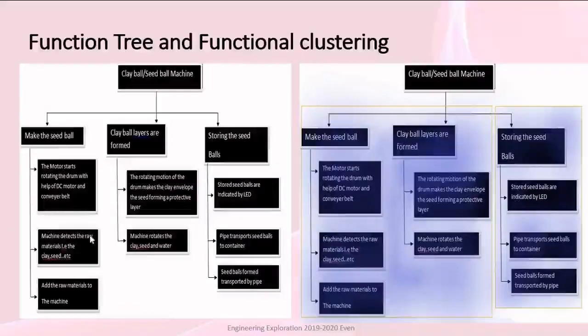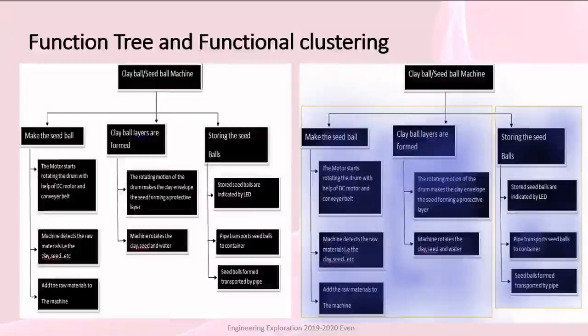This is our function tree and functional clustering where the raw materials are added to the machine. The machine detects the raw materials, that is the clay, seed, and water. The motor starts rotating the drum with the help of a DC motor and belt. In our next function, the clay ball layers are formed where the machine rotates the clay, seed, and the water present in the drum. The rotation motion of the drum makes the clay envelop the seed, forming a protective layer.